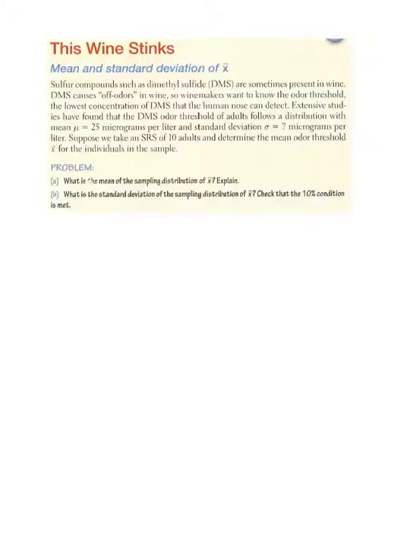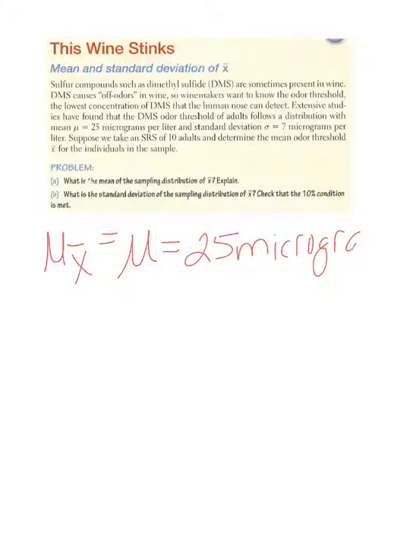And explain. Okay, well, this is the same as we saw with proportions again. My mean of my sampling distribution is equal to the mean of my population, which in this case they told us was 25 micrograms per liter. And by using my proper notation here, this becomes my explanation as to how I knew this.